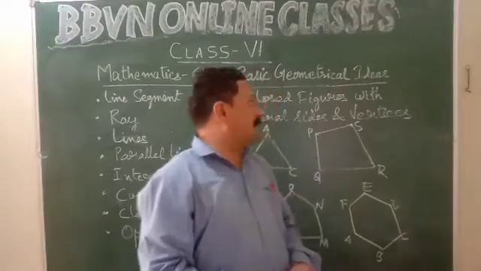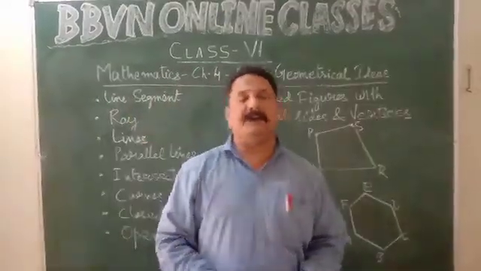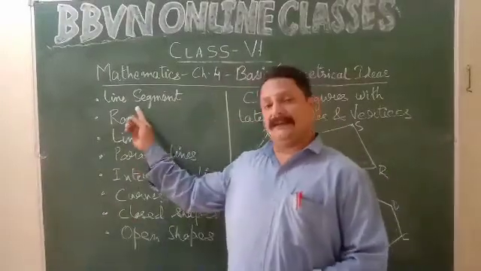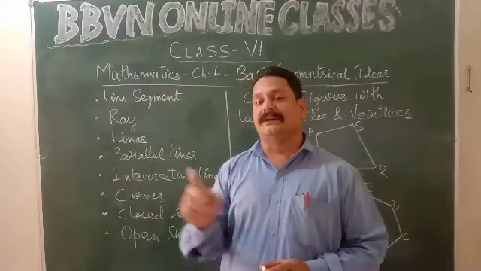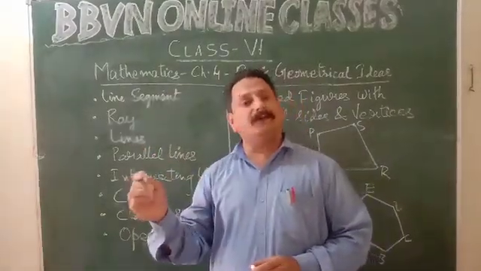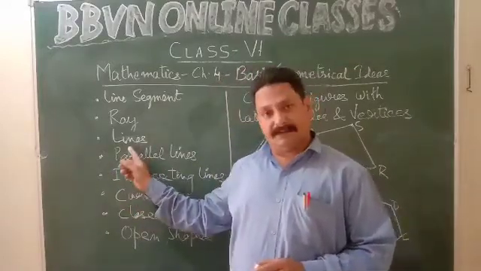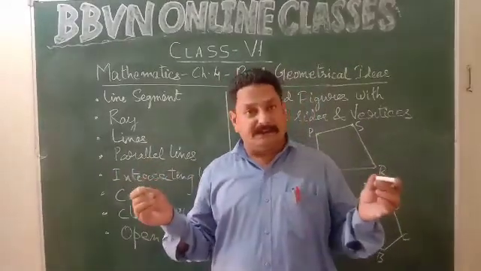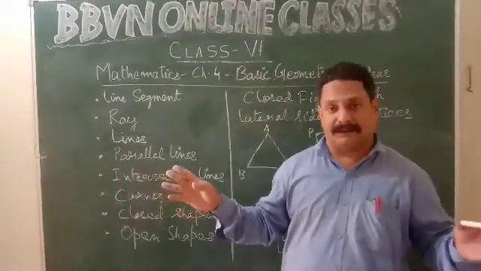We were in chapter number 4, basic geometrical ideas. In the previous class, we discussed a line segment, part of a line which has two endpoints and its length is fixed. Then a ray has one terminal end and another end is open. You can stretch it to any limit on that particular side. Then a line has both ends as open ends. It can be stretched to any extent in both directions.